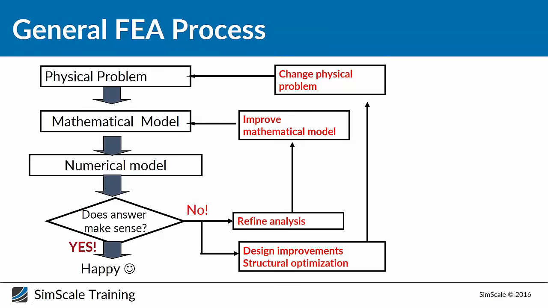First of all, you have a physical problem. The physical problem can, for example, be the hook we talked about. The physical problem can also be the bar we talked about when I showed you the idea of finite element analyzers. And based on this physical problem, we create a mathematical model. This mathematical model is very much related to our meshing. So we are converting this continuous problem into a discrete problem.